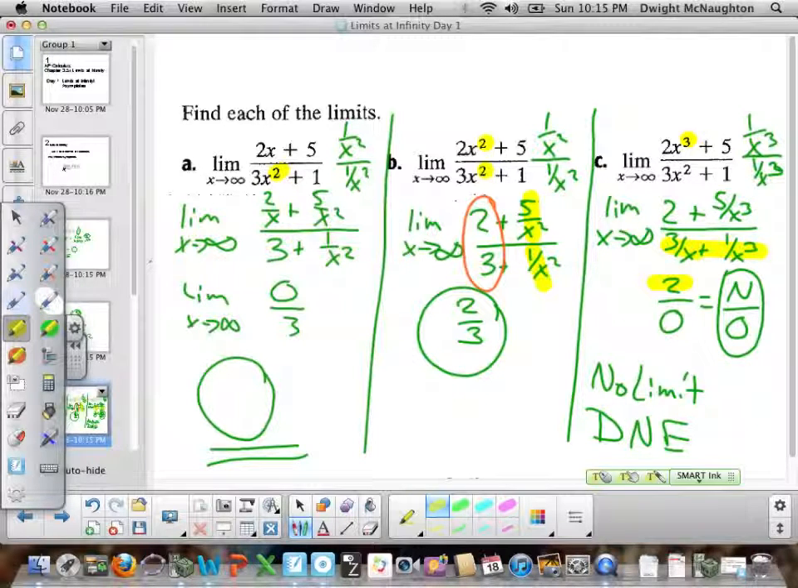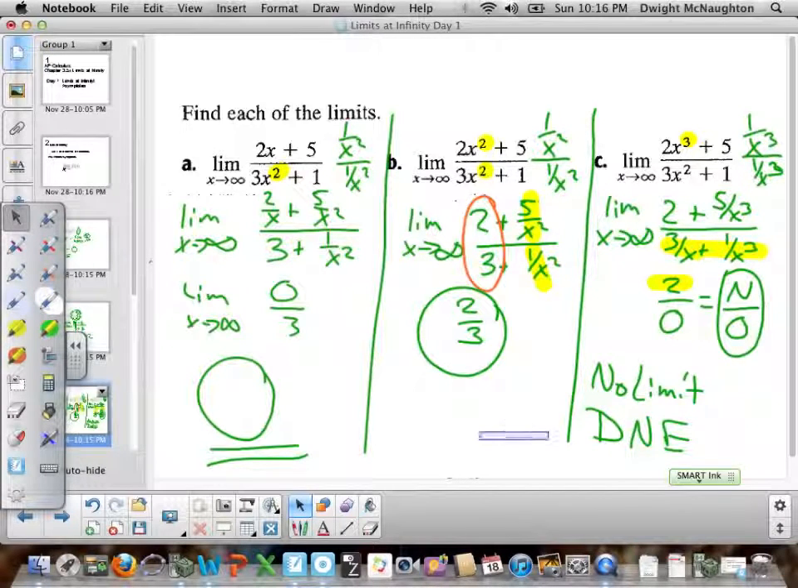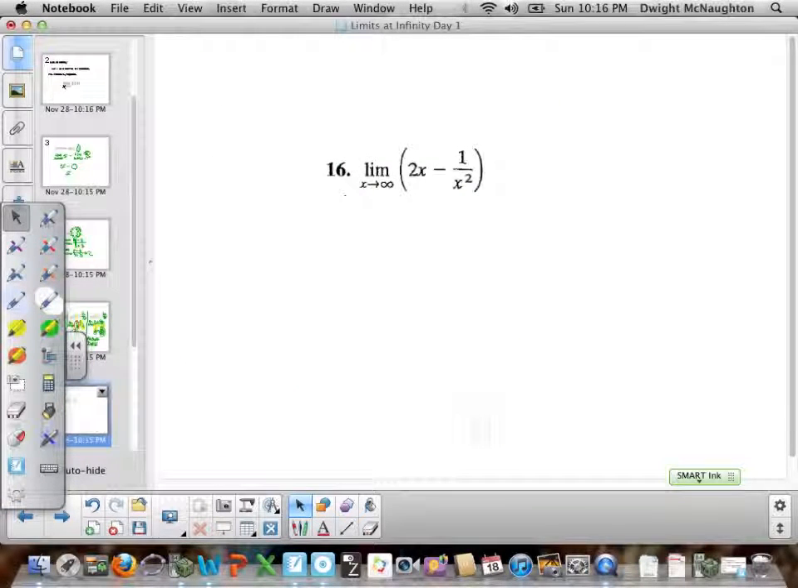So in other words, the three cases: if the denominator has a higher degree, the limit is 0. If the degrees are equal, the limit is the lead coefficients divided. And if the numerator has a higher degree, there is no limit. It increases without bounds. So let's apply it to here.